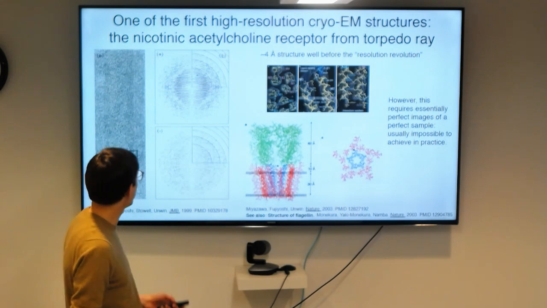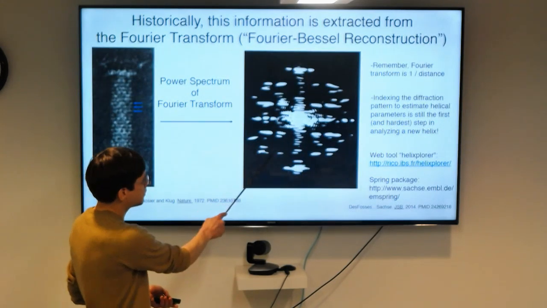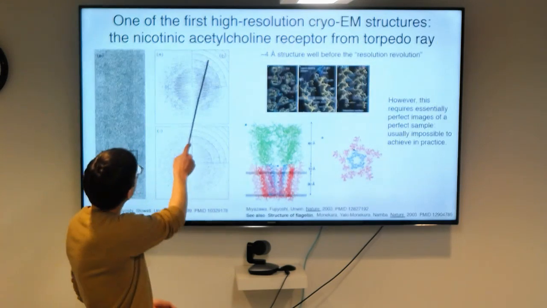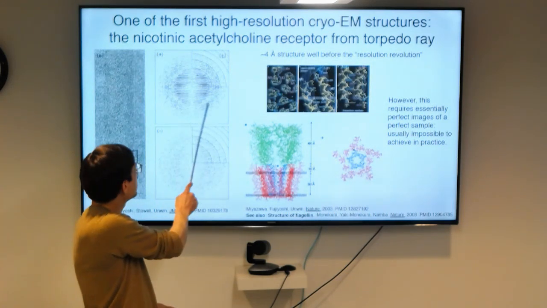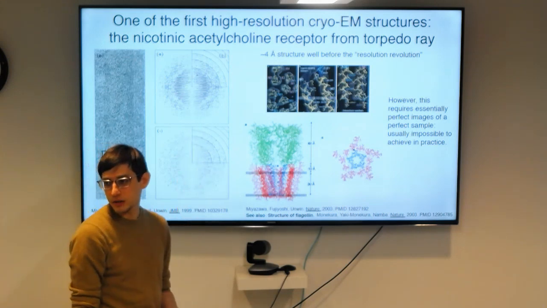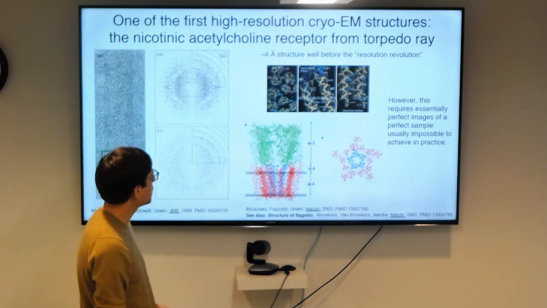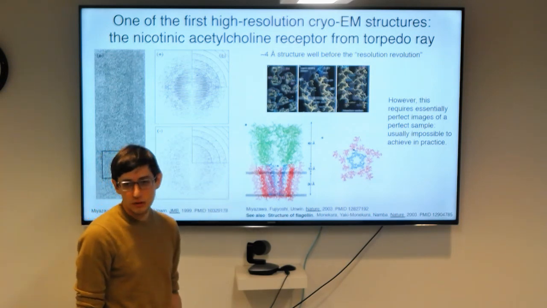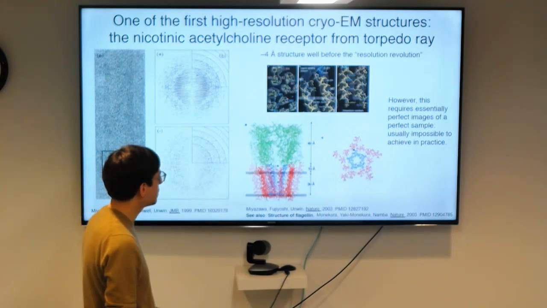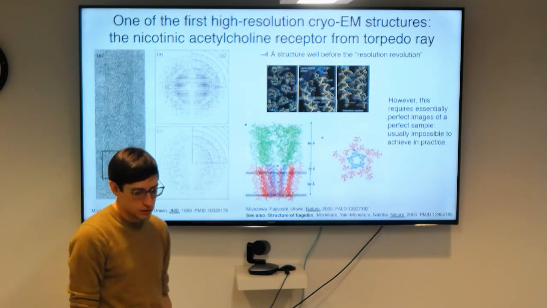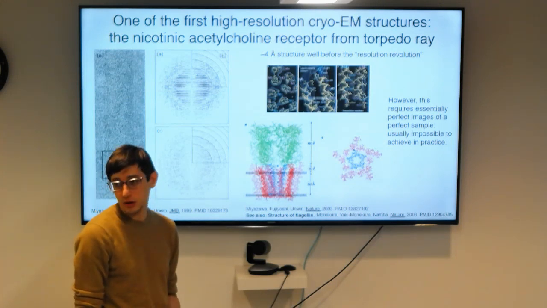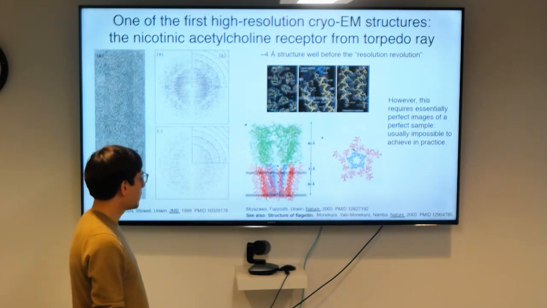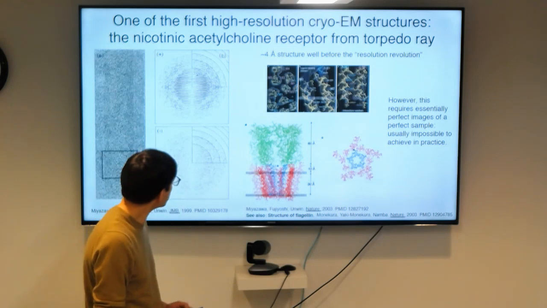So if we compare with this Fourier transform here, where this is maybe 40 angstroms resolution, this is 4 angstroms resolution. You can see how many lines actually went into the solution of that structure, where you could really start to see some sidechain level detail. So this was way before direct detectors, way before any of the modern tools. So you could get some actually very high resolution cryo-EM structures from helical samples in the early 2000s.